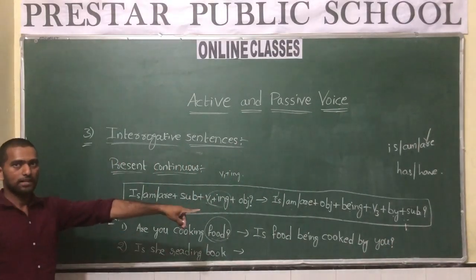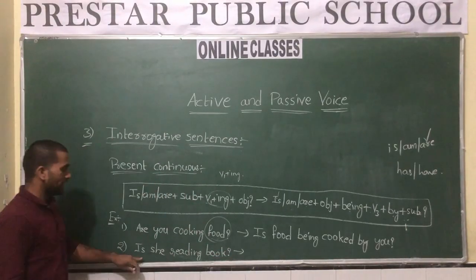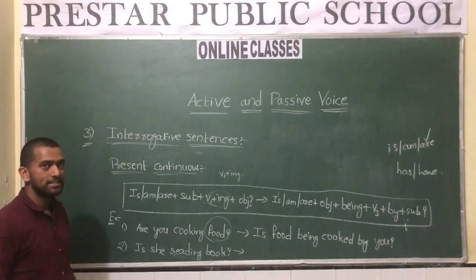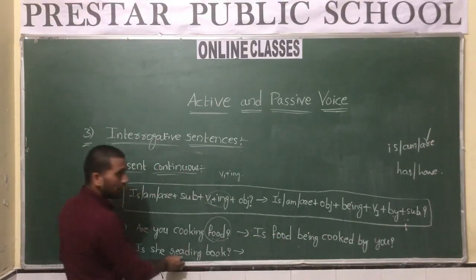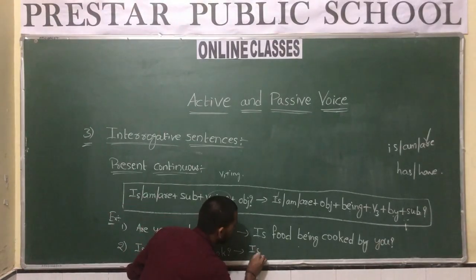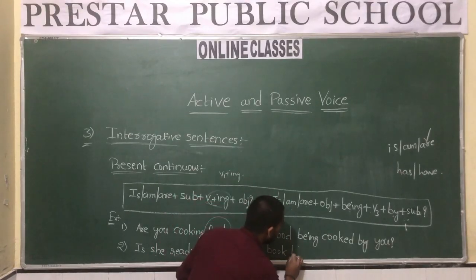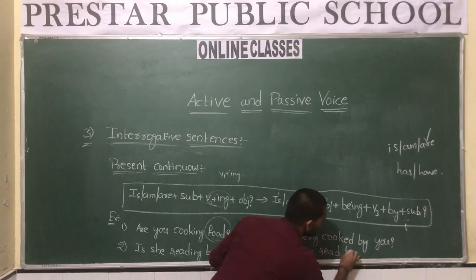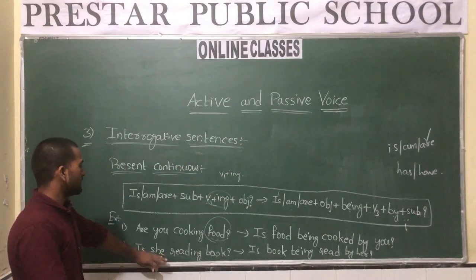In the same way, the question mark is important. Now look at the second example. Is she reading book? What will be the passive voice for this sentence? Is book being read by her? Question mark. What will be the passive voice? Is book being read by her. Okay, this is the passive voice for the sentence.